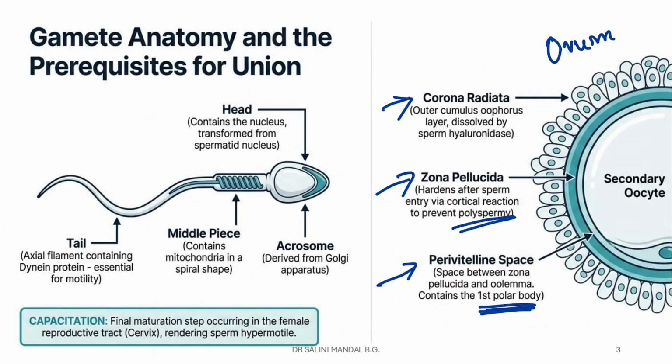Next, we have the corona radiata. When the acrosomal enzymes, basically the hyaluronidase enzyme, are released, they dissolve the corona radiata, and then the sperm enters. Apart from that, the sperm has an acrosome in the head, derived from the Golgi apparatus. Then we have a middle piece which contains mitochondria in a spiral shape, and we have the tail, the axial filament containing dynein protein, which is helpful for motility.